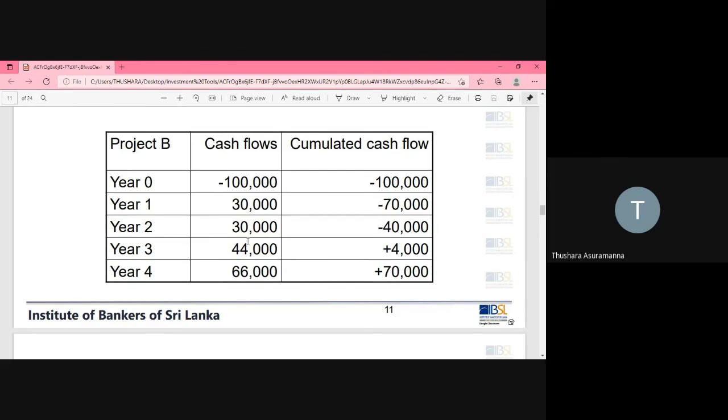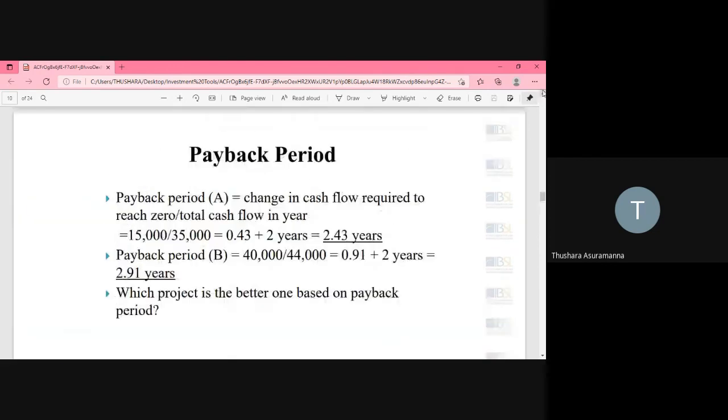Thank you, sir. Okay, now go back to the computation. That's how they have done here. For A, 15,000 out of 35,000 is what we are interested in, 0.43 exactly. 2 plus 0.43 is 2.43, the answer for project A. For project B, 40 is within this 44,000, that is 0.91. It's 2.91. So as Samindri mentioned, you can have this in years or you can have 2 years and 5 months, or 2 years and 11 months. Then based on A and B, what do you suggest as the best project?